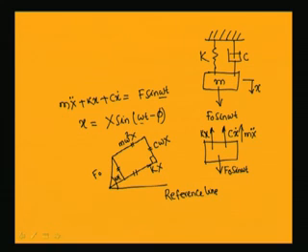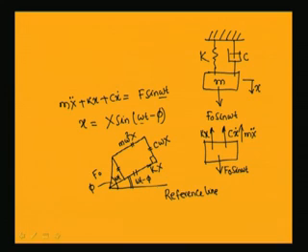So, this angle is omega t, and this inside angle between this force and this kx line I can take equal to phi. So, this angle is equal to omega t minus phi. So, this response x is at an angle omega t minus phi with the reference line.